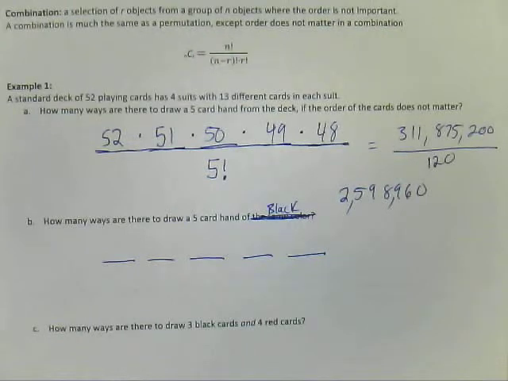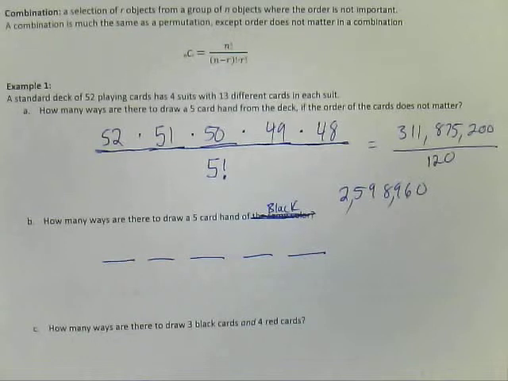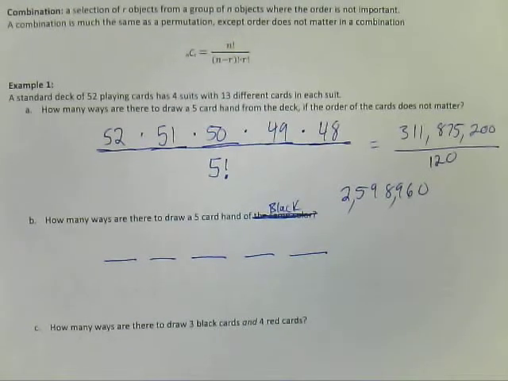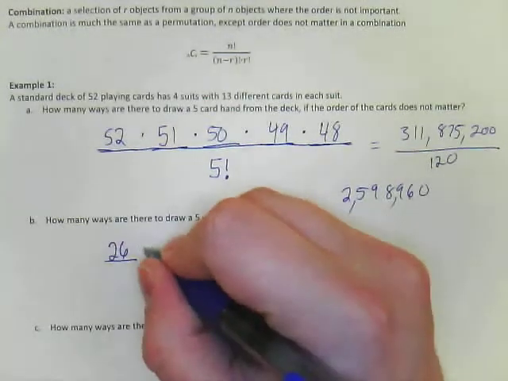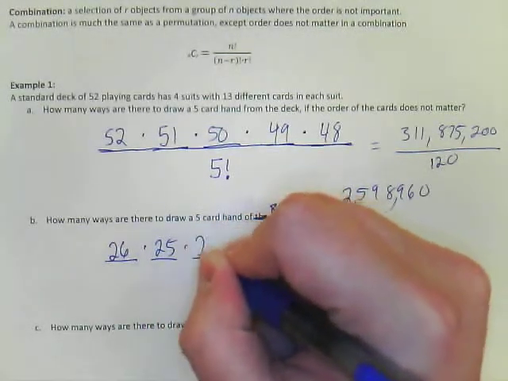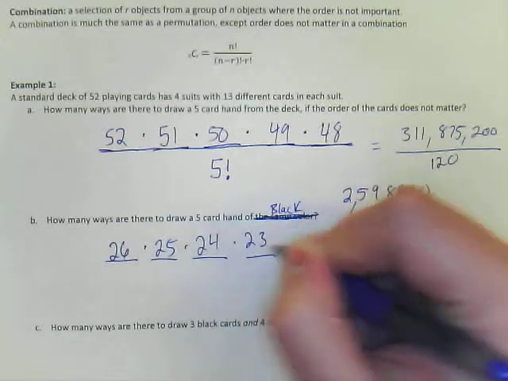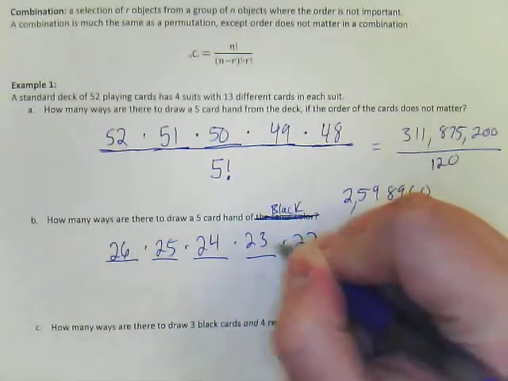For the first spot, I could have any one of the black cards. So half of the deck is black. We've got the spades and the clubs are black. So there's 26 black cards. So I've got 26 options for the first card, 25 options for the next one, 24 for the next, 23 for the next, and then 22 for the next one.